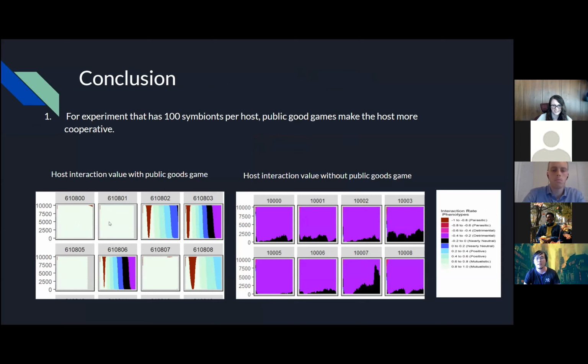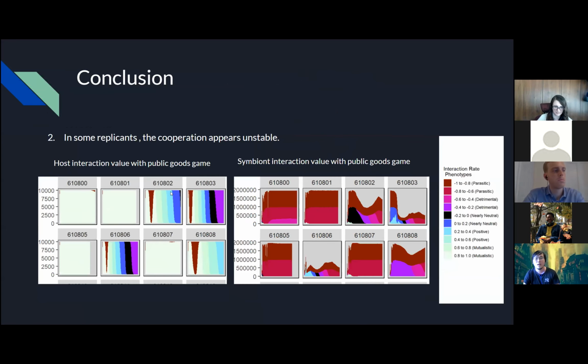And this can also be shown in the zoomed-in version of the graph. And second, in some replicates, the cooperation appears unstable because there is some gradually changing layer, for example, replicate 610802. It is really hard to say when the evolution will end and how the final interaction value or how the final behavior of the host will be.